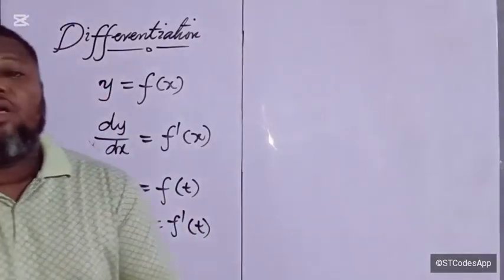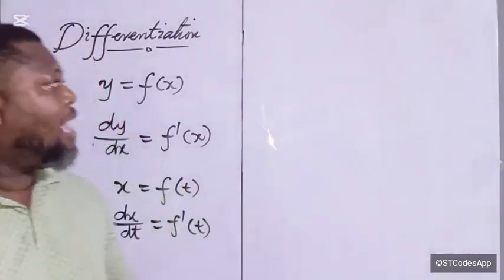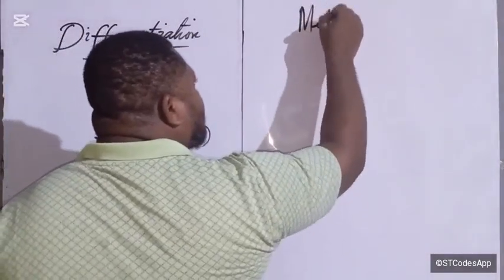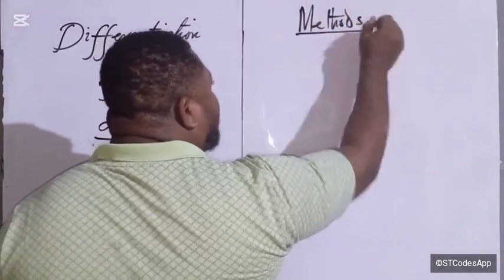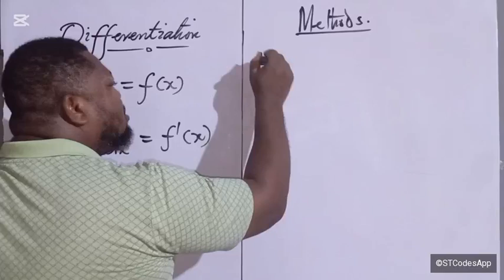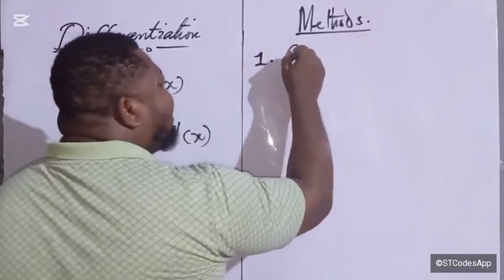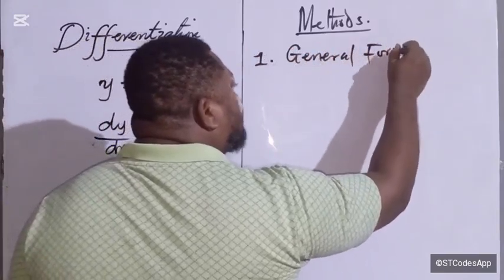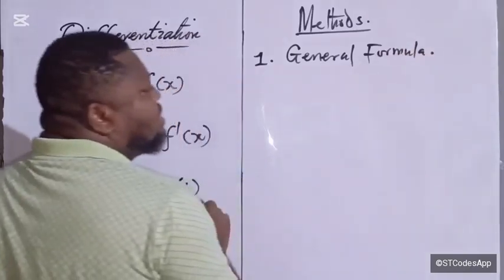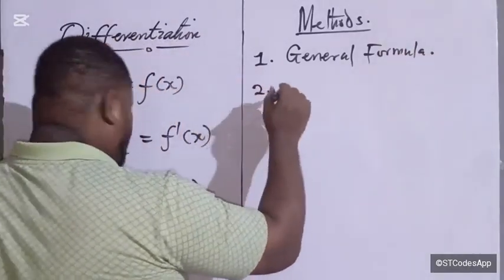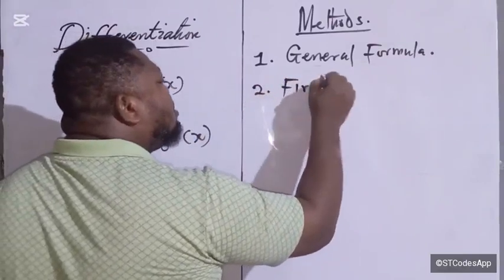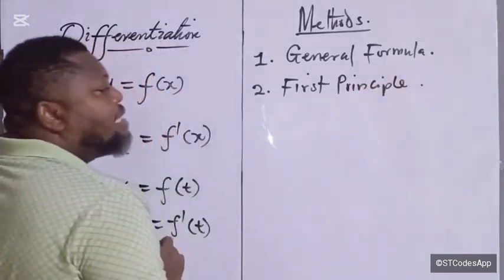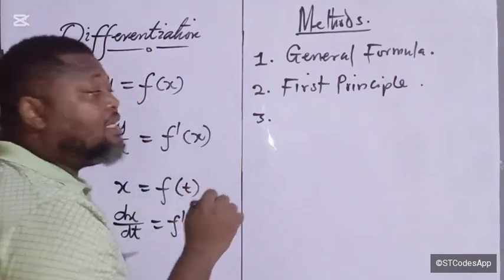We have different methods of solving differentiation. I would like to show you the methods we're using in this class. The first method is what we call the general formula method. Now, the second one, number two, is the first principle method. Also, number three, we have the chain rule.